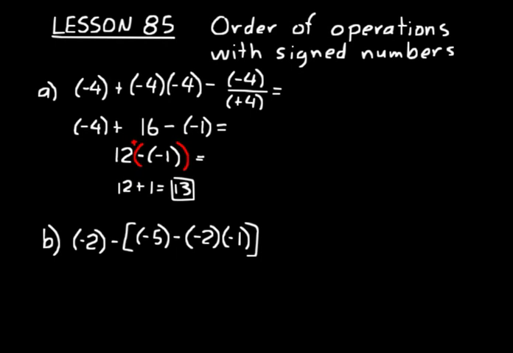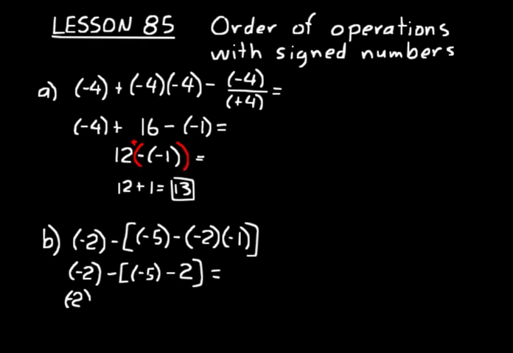Good. Problem B. We have multiple symbols of inclusion on this problem, so we want to do the innermost set of parentheses first. -2 minus a -5. And do that multiplication first that's inside the symbols of inclusion. So we'd have minus -2 times -1 would be a positive 2, or just -2, like that. Now we go back and finish off our addition inside the brackets there.